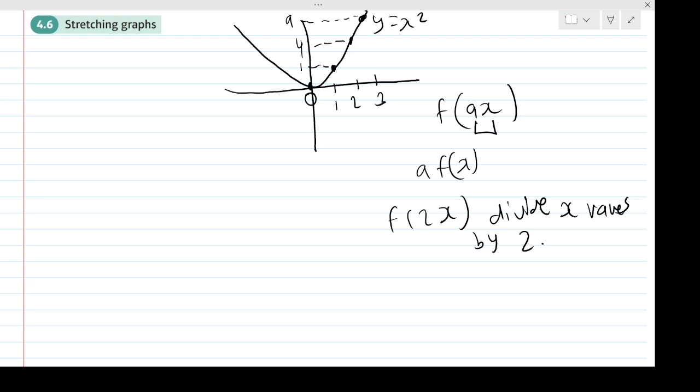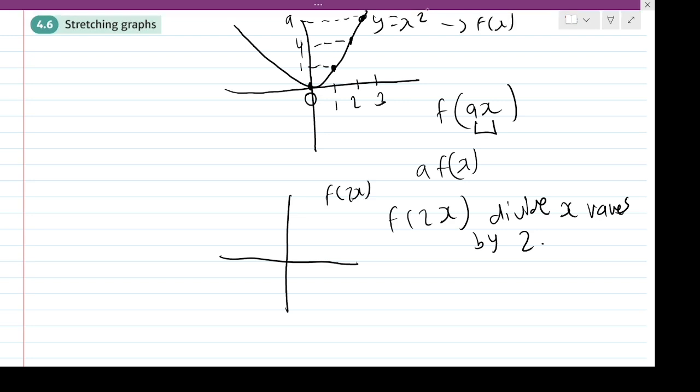So with that in mind, if we sketch the graph again, but this time we do f of 2 of x. So this will be f of x, right? f of x is x squared. Now f of 2 of x. In this case, I'm saying I want to divide the x values by 2. So let's have a look at these 3 points that I've circled there.